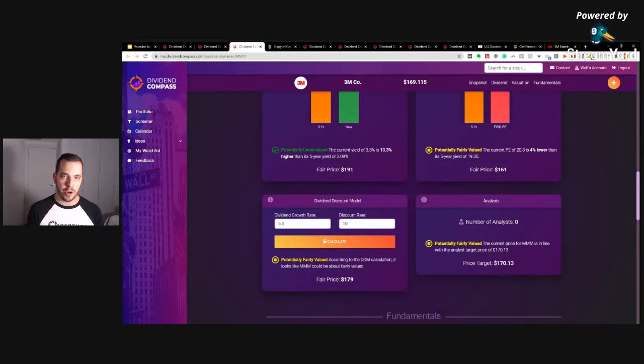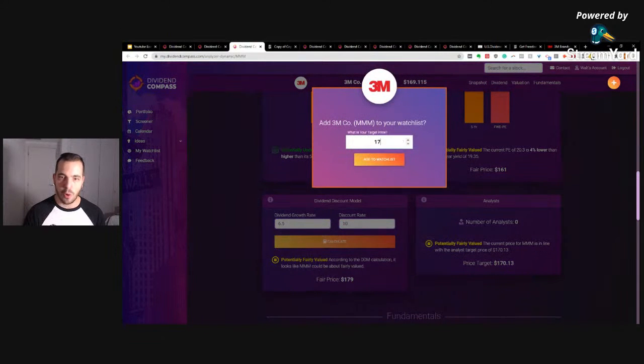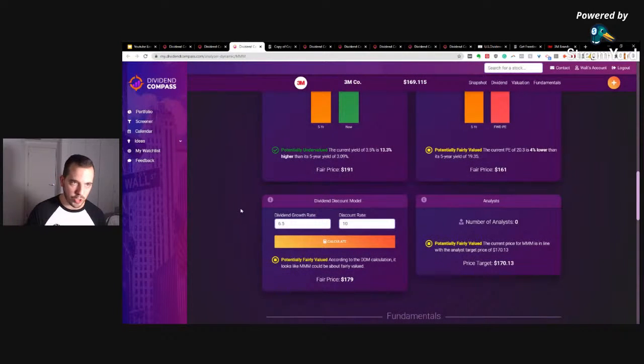And here comes the cool part about Dividend Compass. I get to 170, I click here, and I want to add 3M to my watch list. I click on that, it thinks for a second, and it adds 3M to my watch list. And it's going to notify me by email whenever 3M reaches the price that I've set for it. So that's pretty cool, I think.